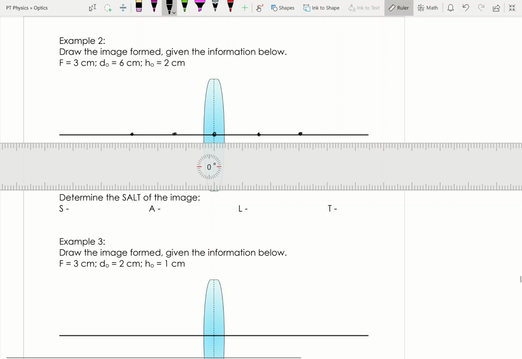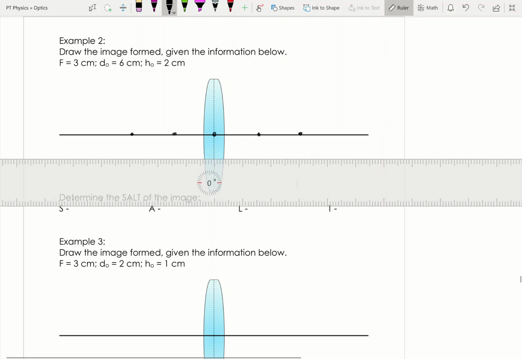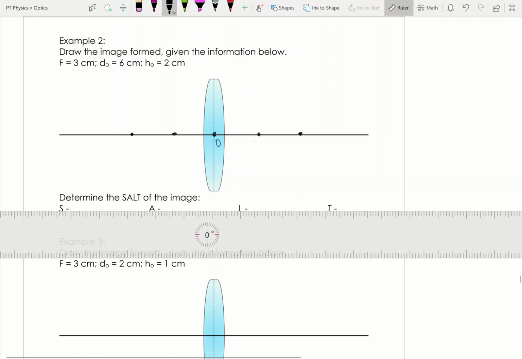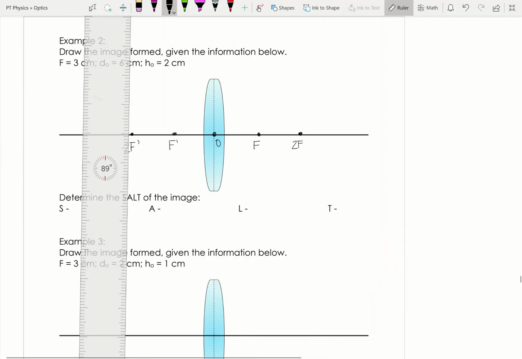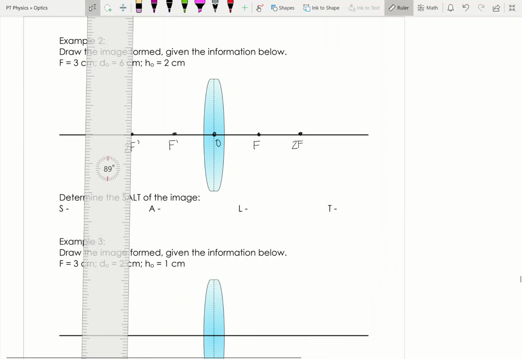Bye, baby. And the object is located at 6 centimeters. So this is also where my object is located. All right. Let's go ahead and label O, F, 2F, F prime, 2F prime. The object height this time is 2 centimeters.